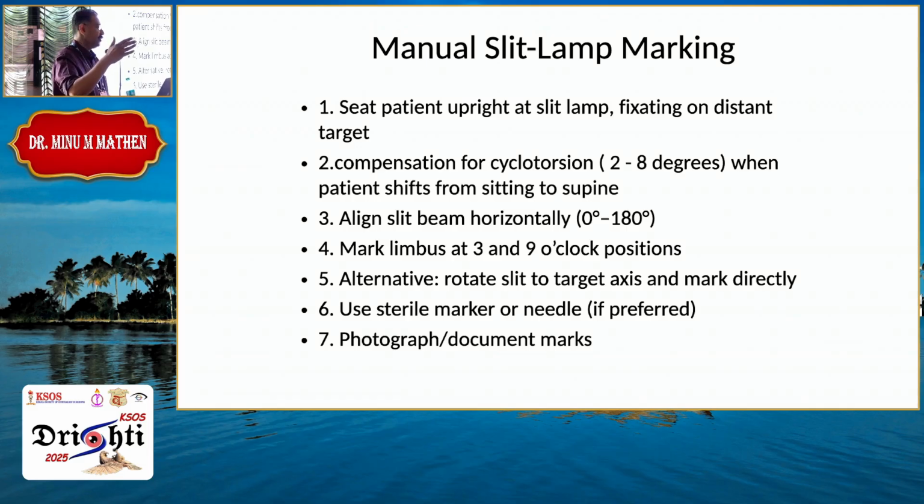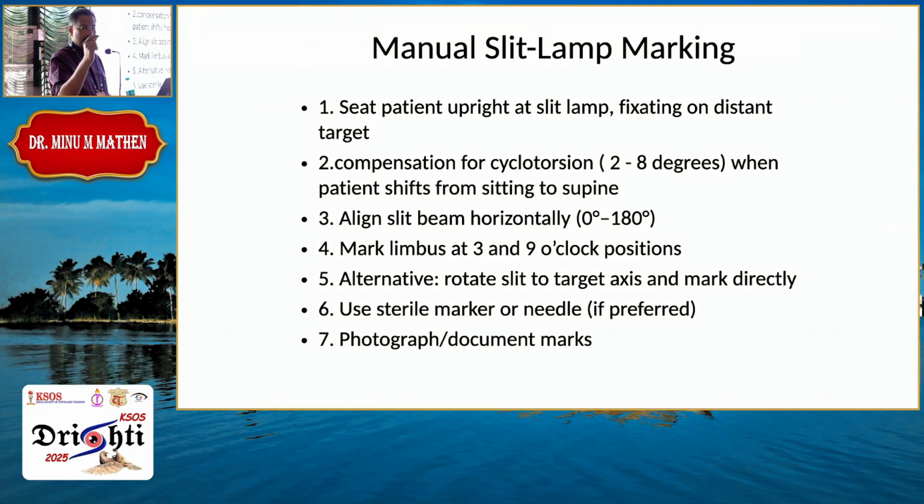The other way is to identify your axis placement mark and then mark that directly. But sometimes it will be vertical and the lid will be covering. You have to lift up. Some people's eyes are small. Patients don't open. They don't cooperate. Many things are there. So mark it horizontally, and then you can use a sterile marker.